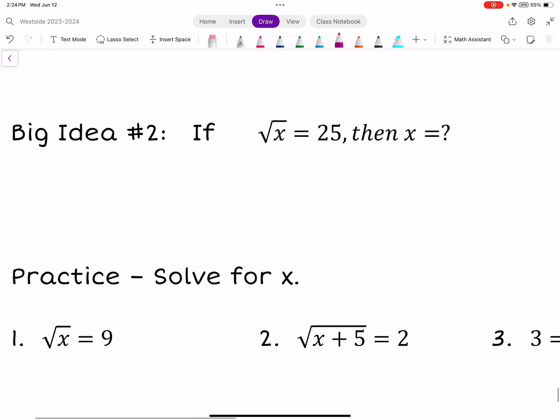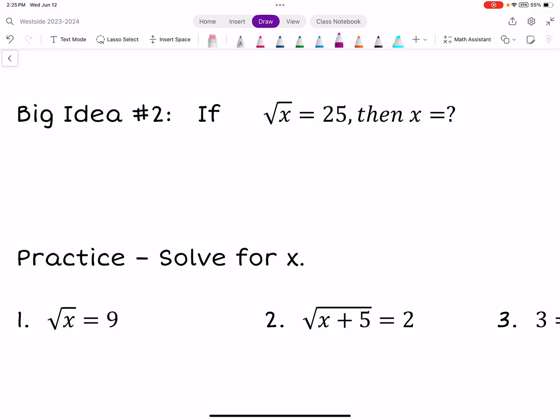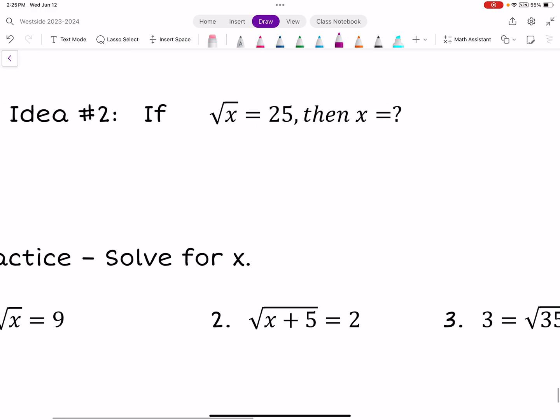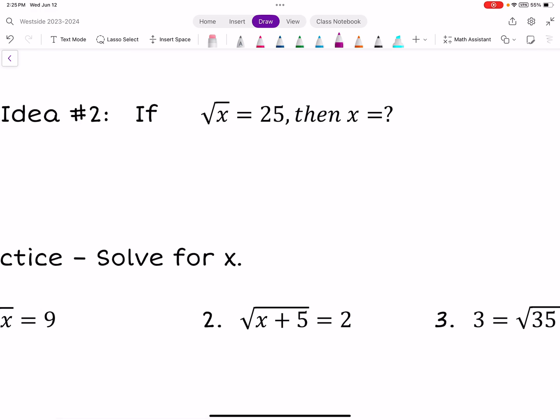So now the next thing that we're going to look at is having a square root around x. So I want to know, if the square root of x is 25, then what is x? Just like above, the opposite of a square root is a square, and the opposite of a square is a square root. So to undo this square root, we're going to go ahead and square both sides. So this square cancels this square root and leaves me with x. I would take 25 squared, which is 25 times 25, which is 625.